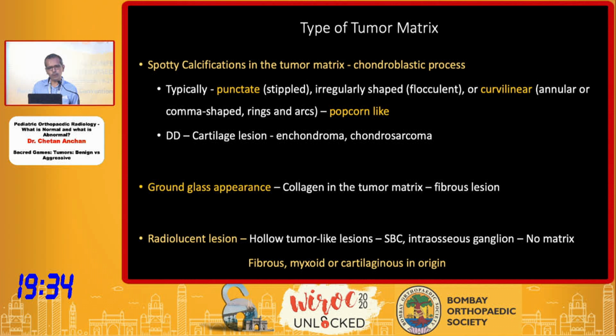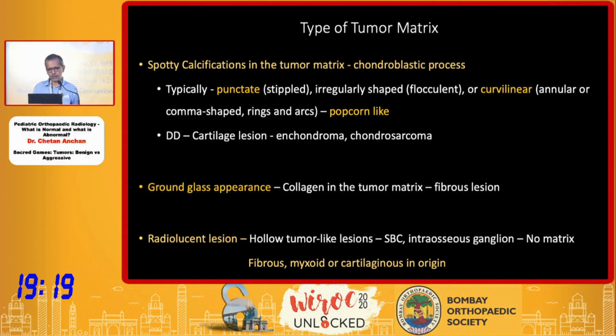Then you come to the spotty calcification in the tumor matrix which indicates a chondroblastic process, which is typically a punctate, curvilinear or popcorn-like calcification in the matrix, and this is a classic finding in a cartilage lesion which you may see in an enchondroma or a chondrosarcoma.